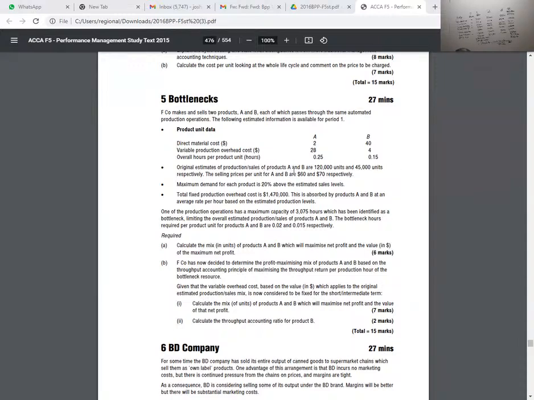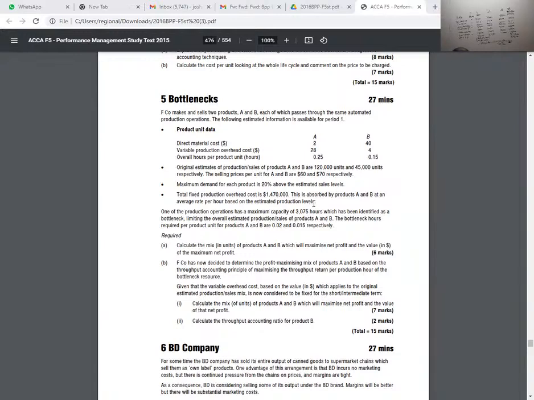The selling prices have also been given there. Number 2, maximum demand for each product is 20% above the estimated sales levels. So above the estimated sales levels here, we have 20% above. The total fixed production overhead cost is 1,470,000. This is absorbed by products A and B at an average rate per hour based on the estimated production levels.